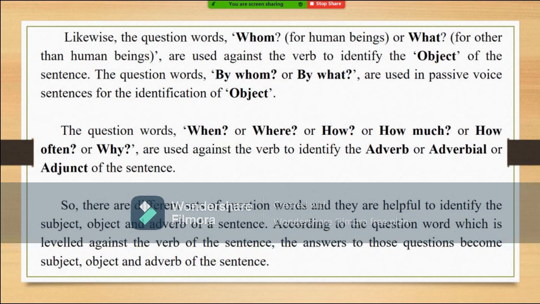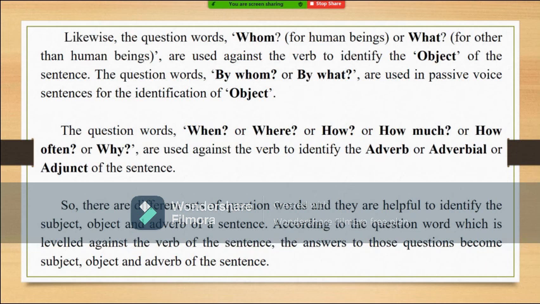Then there is another set of question words. When, where, how much, how often, why. These question words help us to identify the adverb or adverbial. We are going to study it after the verb. So here also, if you know it, it will be helpful to you.